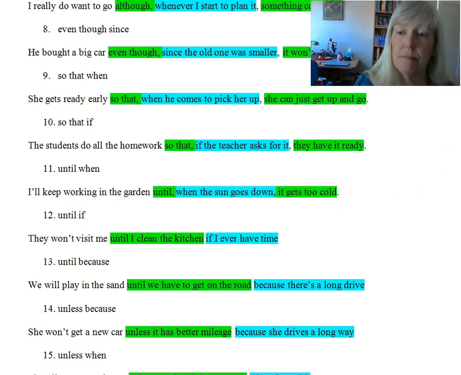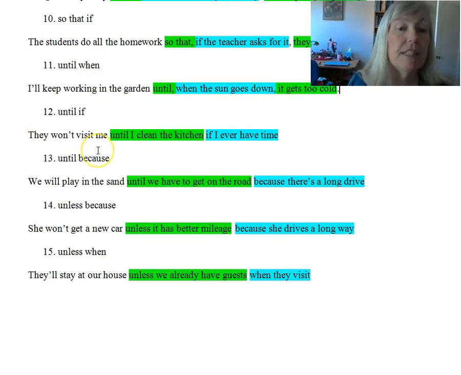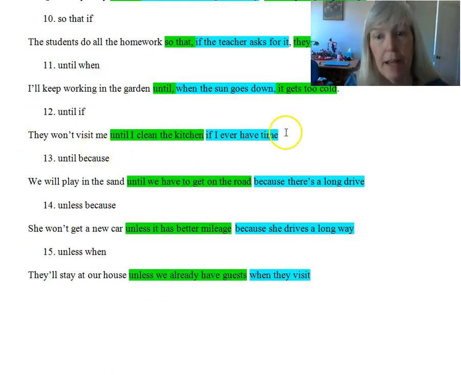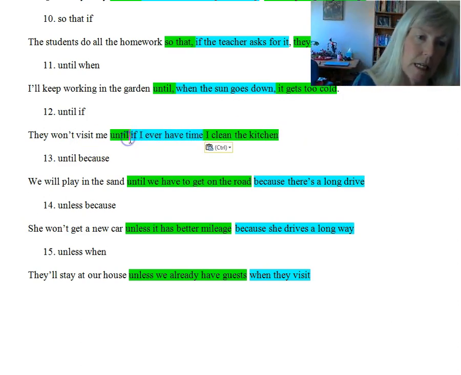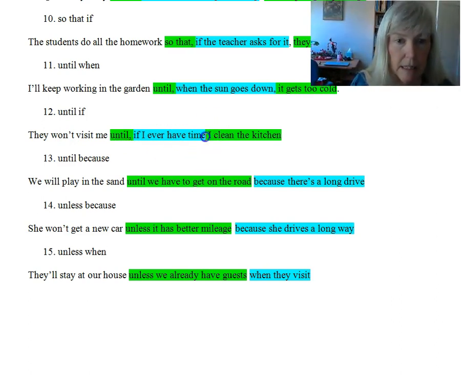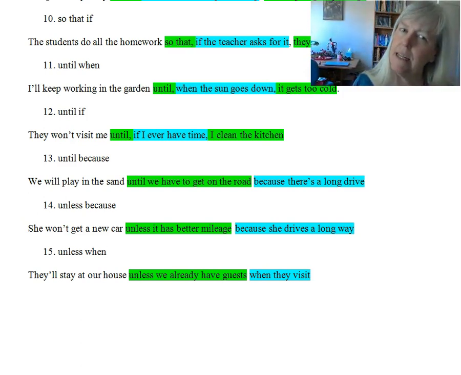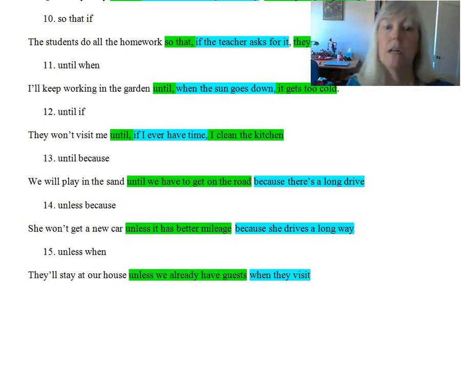Until and if. They won't visit me until I clean the kitchen, if I ever have time. So I'm putting that if here. They won't visit me until, if I ever have time, I clean the kitchen. That's, again, kind of an aside. It's not the main point. It's more of a commentary. And often when we put these inside each other, it is because it's a comment on the other clause.